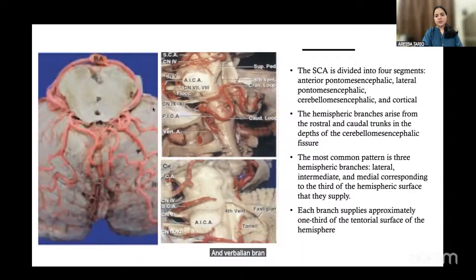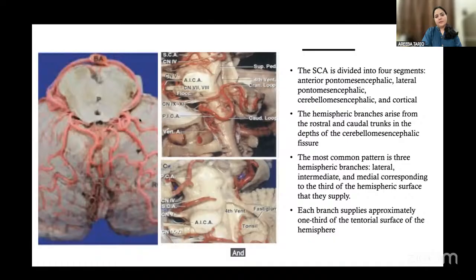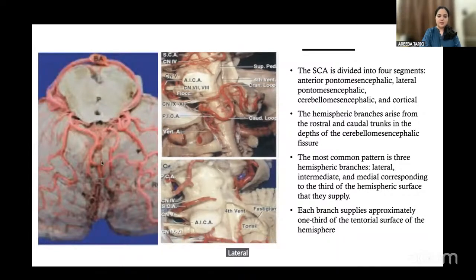So the hemispheric branches usually arise from the rostral and caudal trunks, and they arise at the level of depths in the cerebellomesencephalic fissure. This is the cerebellomesencephalic fissure. We can see the cortical branches arising from here. And the most common pattern is there are 3 groups of branches: lateral, intermediate, and medial, which supply the 3 thirds of the tentorial surface: lateral surface, the middle part, and the medial part.